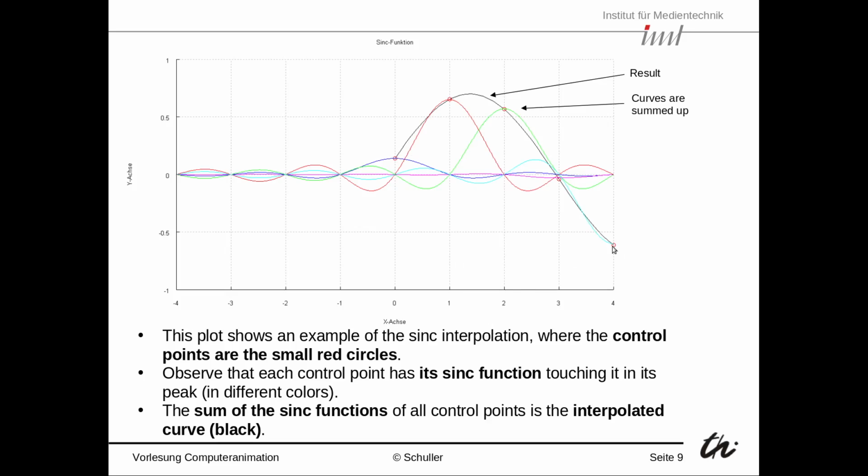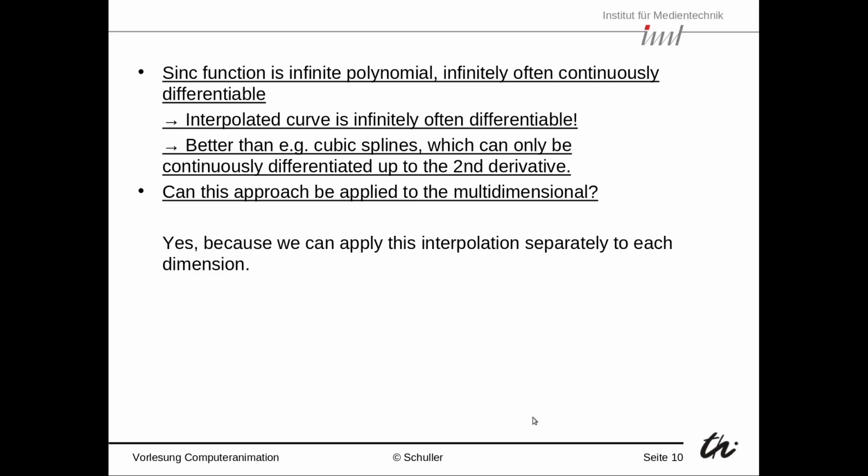And that's the advantage of this type of interpolation with using our Sinc function. It's really smooth. Yeah, so each control point has its own Sinc function touching it in its peak in the different colors. And the sum of these Sinc functions of our control points is the interpolated curve in black.